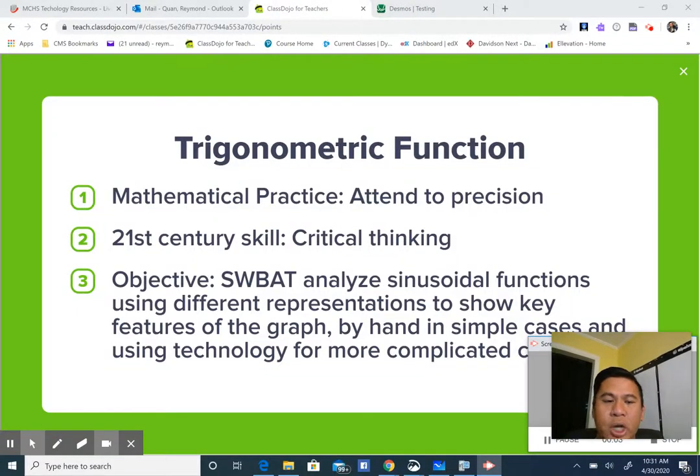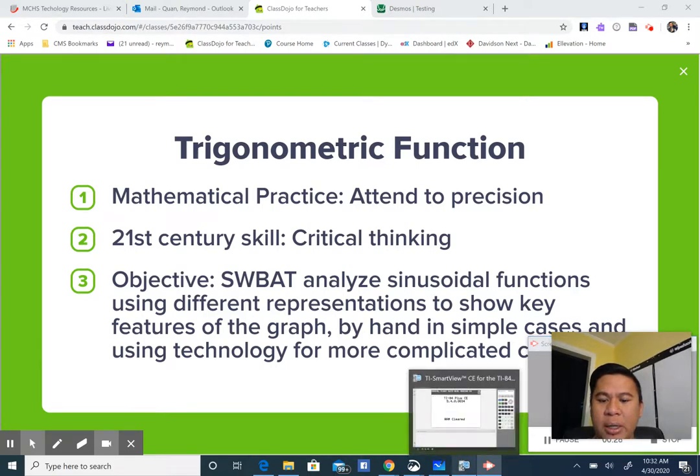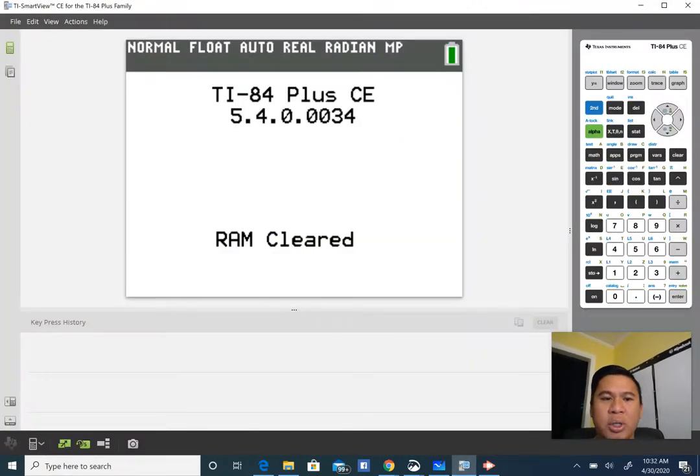Good morning. Our topic for today will be the second part of our trigonometric function analysis. This time we're going to analyze what we call a midline, also called a vertical displacement, in terms of attending to precision and critical thinking skills. But before we proceed with that, let us consider using the TI-84 calculator.